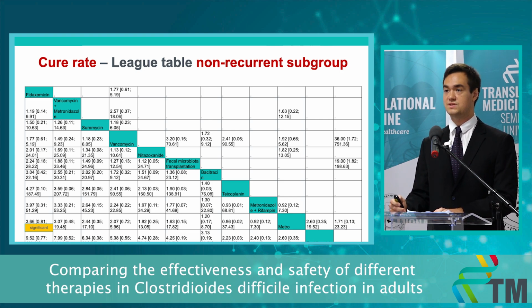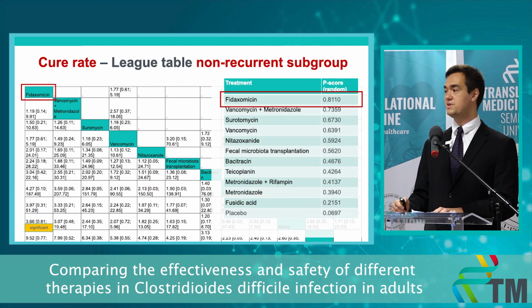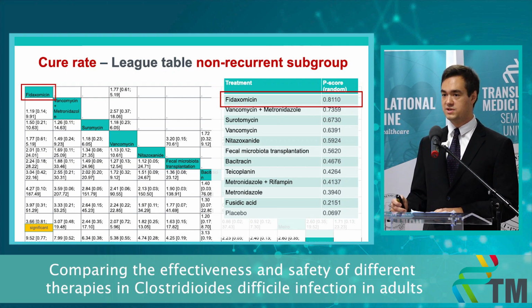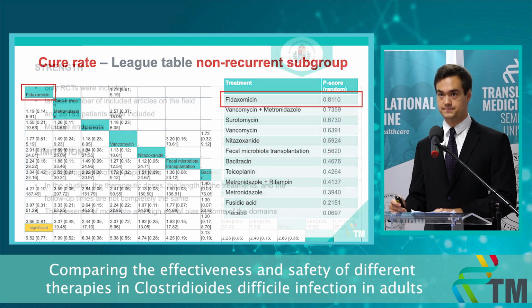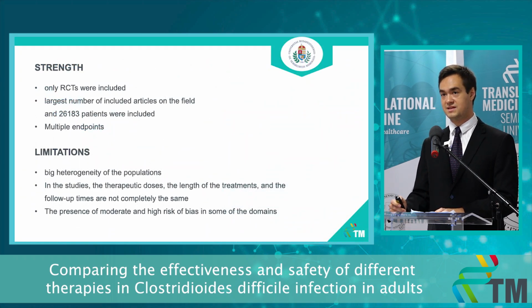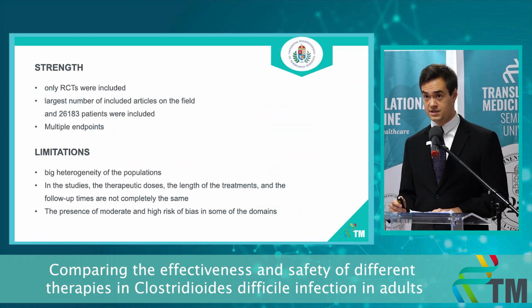However, according to this league table and according to our p-score, our analysis suggests that in the case of non-recurrent C. diff infection, antibiotic treatment should be the chosen treatment. All analyses have strengths and limitations, of course.